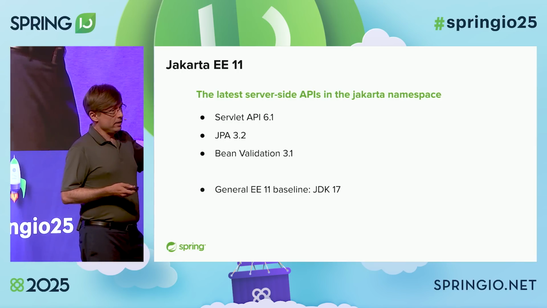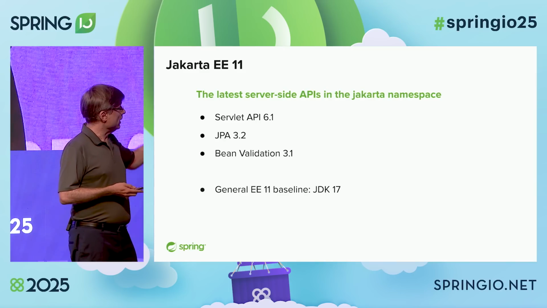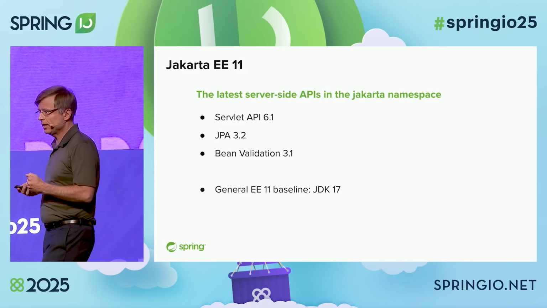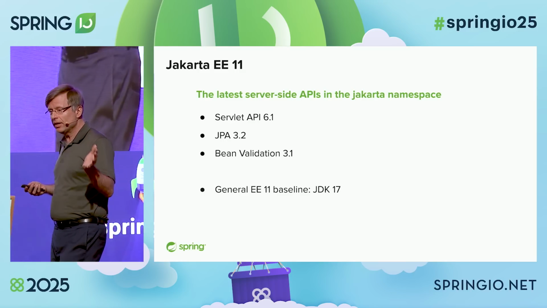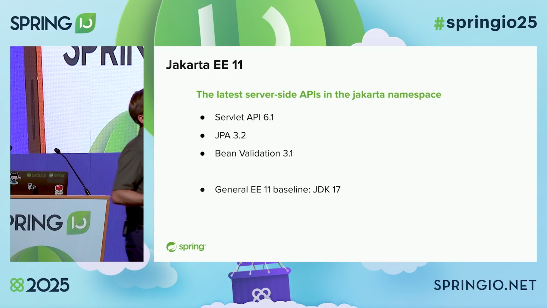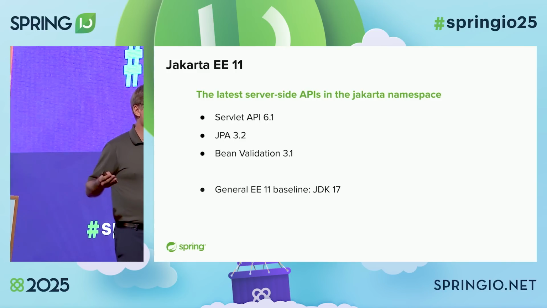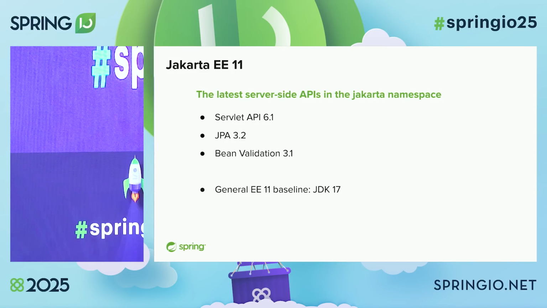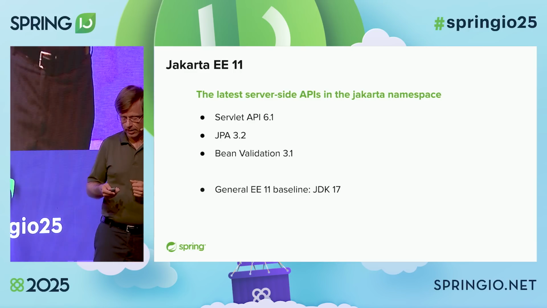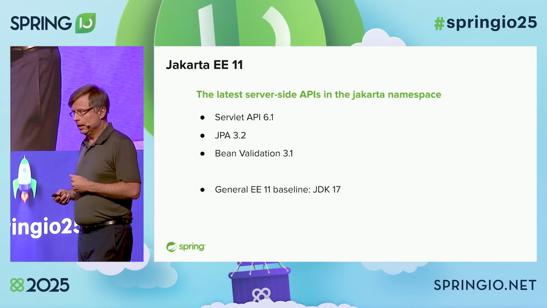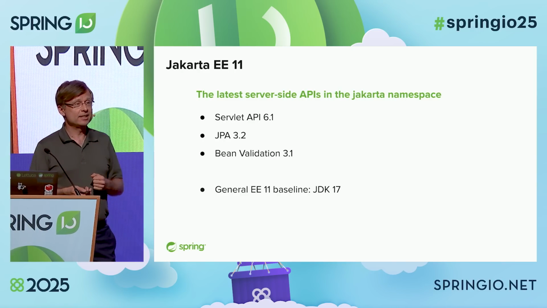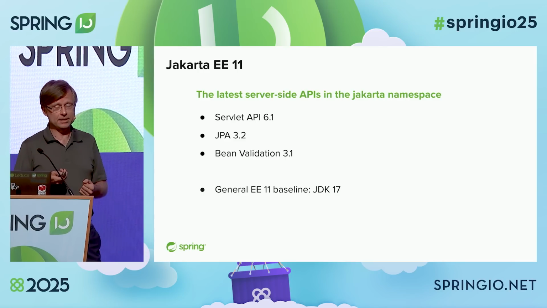Back to Jakarta EE for a moment. The most interesting specifications we're tracking: Servlet 6.1, JPA 3.2, Bean Validation 3.1. They are a natural upgrade for us. So we also want to prepare for the further evolution of those specifications beyond that point. So this is going to be the minimum in Framework 7 and Boot 4. And Jakarta EE 11 actually agrees with our JDK 17 industry consensus baseline.